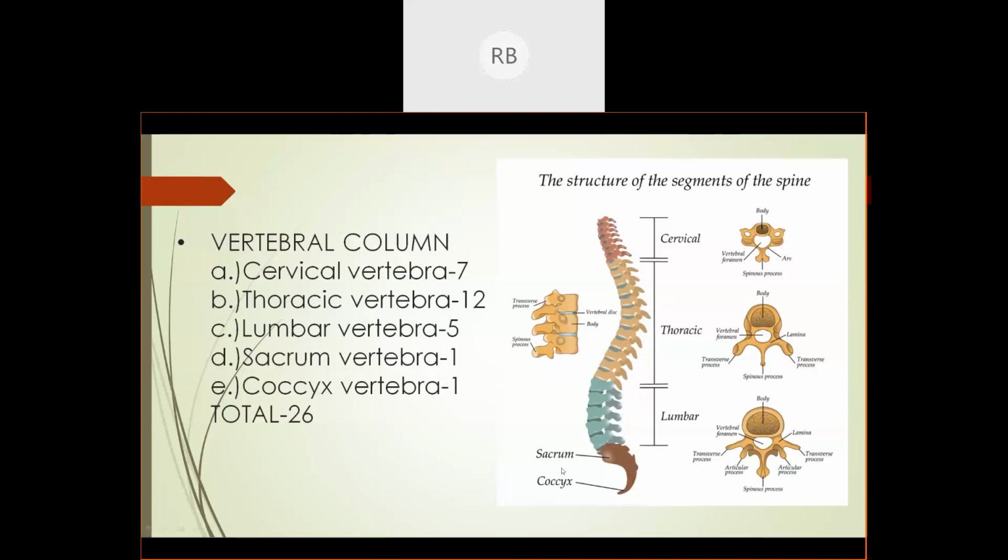Now let's number them. Can you repeat once? Okay. First is your cervical. Cervical is at the top, the topmost. And next is your thoracic. This part. Next is your lumbar. This is your lumbar. Next is your sacrum. This part is your sacrum. And last is your coccyx. This is the coccyx. Are you clear now?